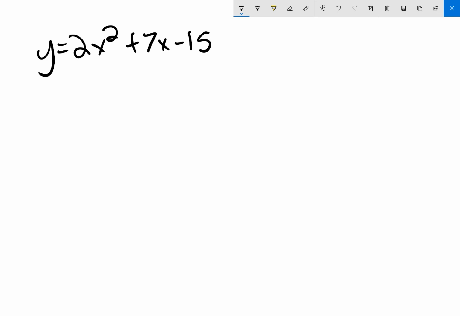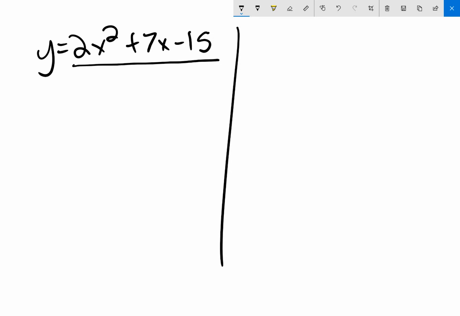Now, the most efficient way to do this problem is to factor it, if you can factor it. And you can also use the quadratic formula. I'm going to do both here. Hopefully, I can manage to do it on this one screen, but I'm going to try and do both. So if I'm going to factor this, I've got 3 terms. I've got a trinomial here.